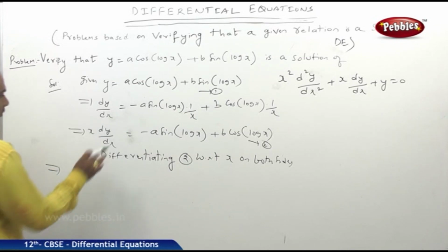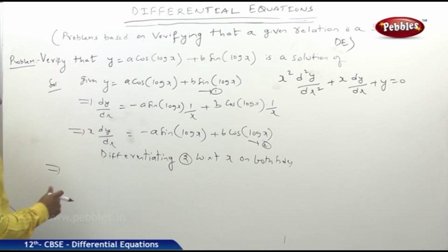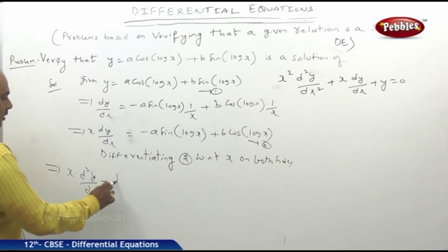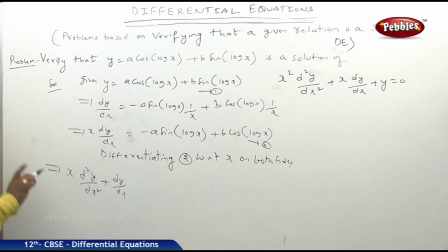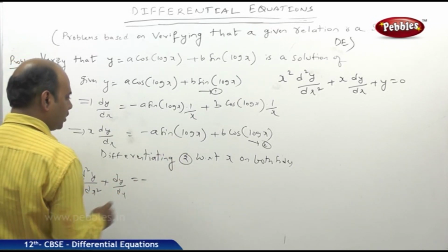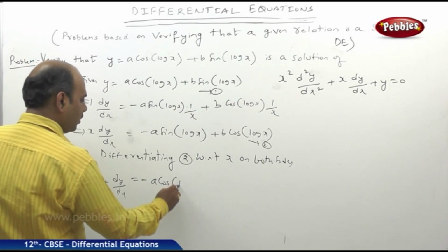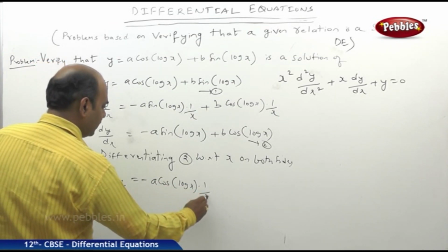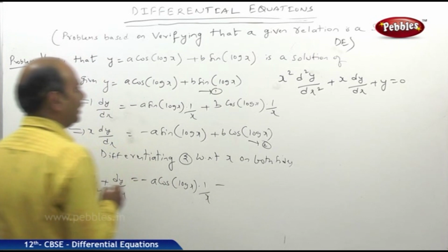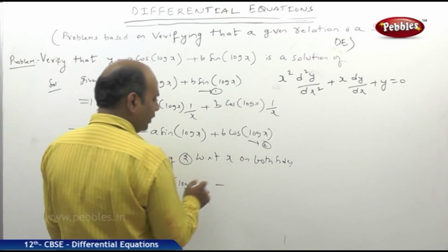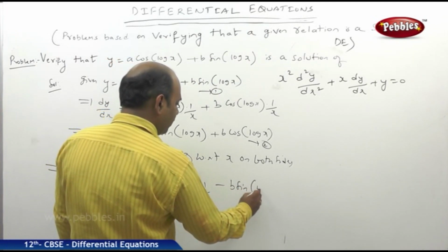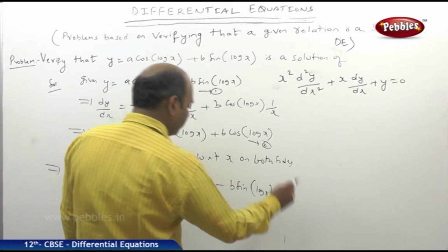So differentiating 2 with respect to x on both sides, I can apply the UV rule. So x into d square y by dx square plus dy by dx, the derivative of x is always 1, is equal to, here also I need to find the derivative. Minus a cos of log x, and the derivative of log x is 1 by x. I think this is clear to you. Minus, why I am putting minus, because the derivative of cos is minus sin. So minus b sin of log x into 1 by x.